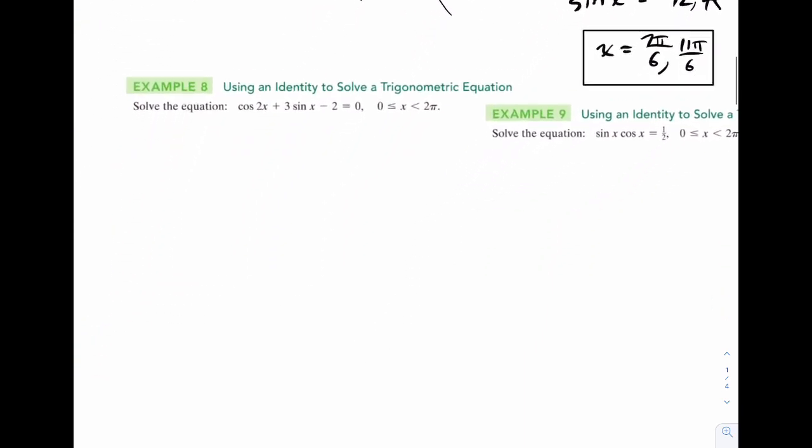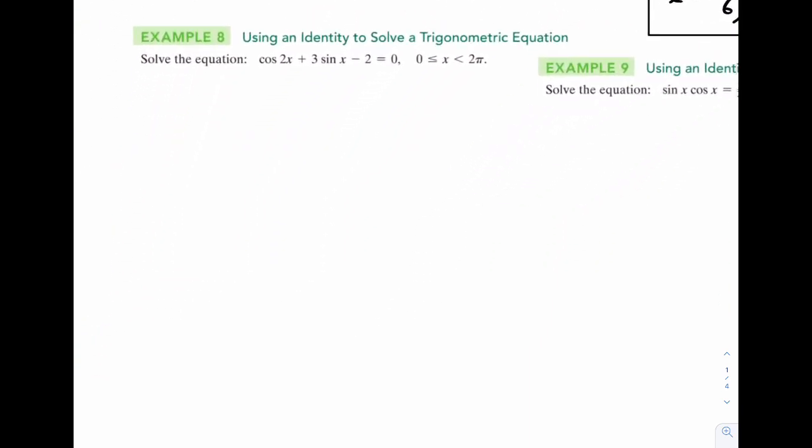Okay, 2 more examples. So just like last one, notice there is your 0 to 2 pi restriction. And again, we're looking for an identity. So hopefully remember cosine 2x, that's a big one. There are lots of identities for this thing. Cosine 2x, that would be cosine squared minus sine squared. That's 2 cosine squared x minus 1, or 1 minus 2 sine squared x.